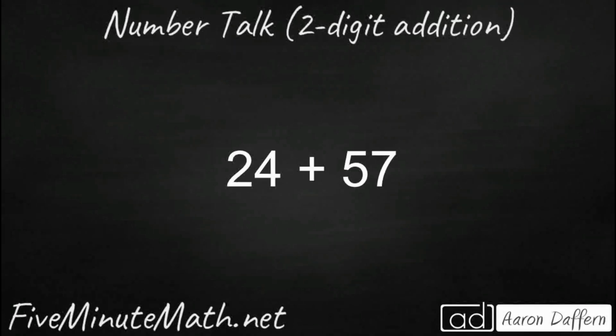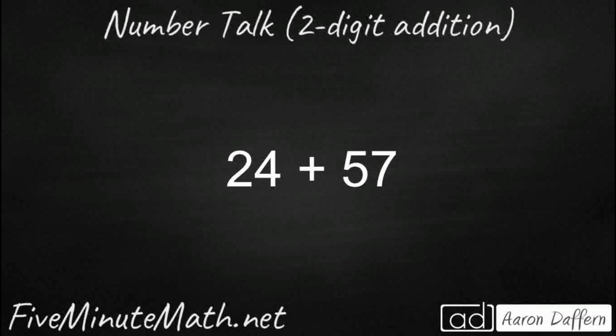Today we are looking at the expression 24 plus 57. What we do in a number talk is we use mental math. That means no paper, no pencil to try to solve an expression, and then we look at all the different strategies we could have used together. So before we go any further, let's go ahead and do that.